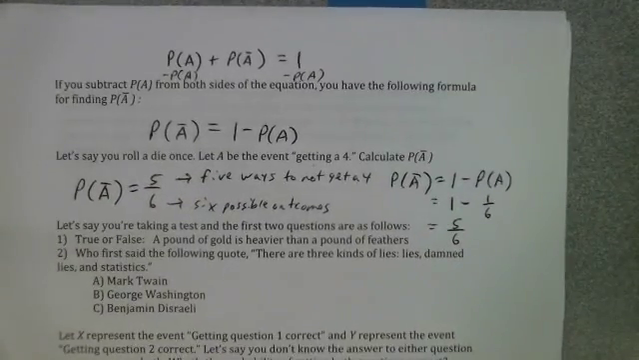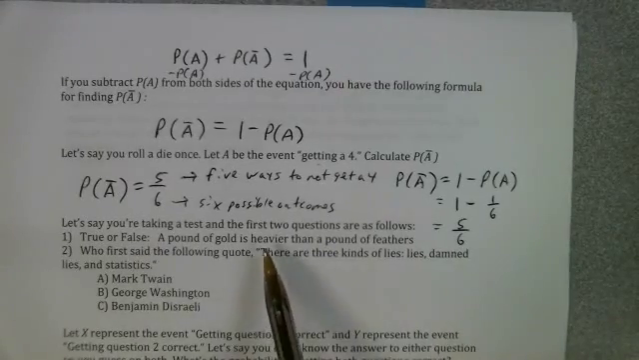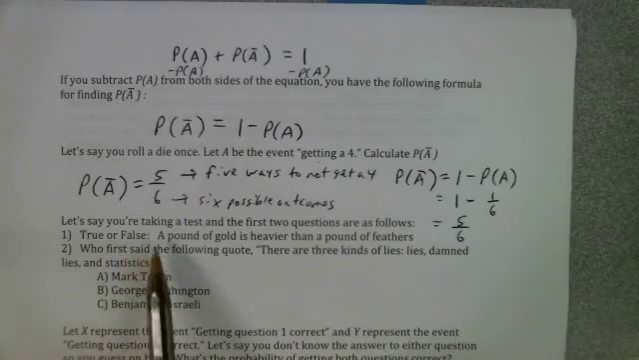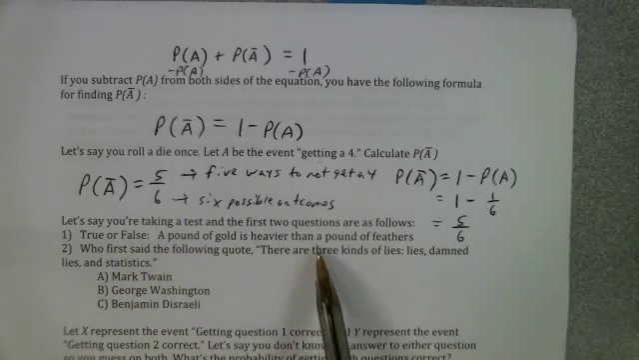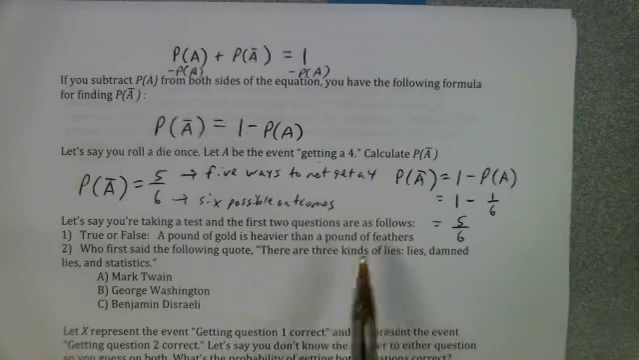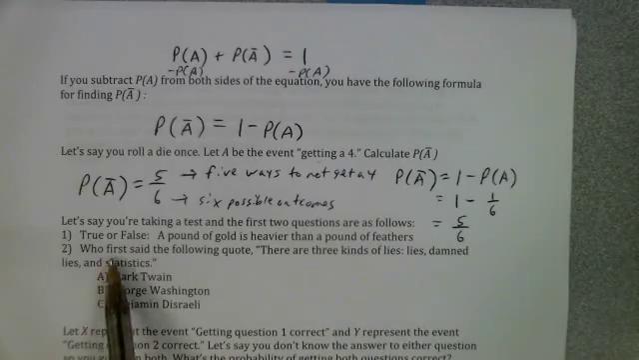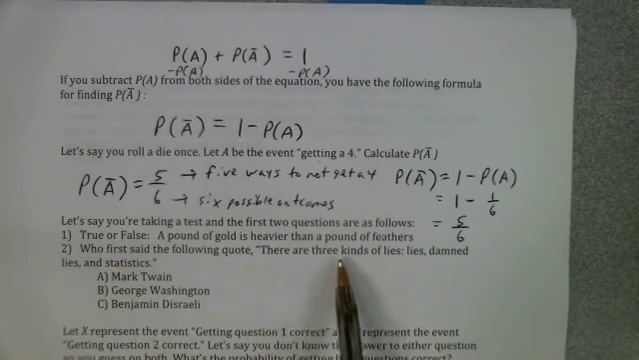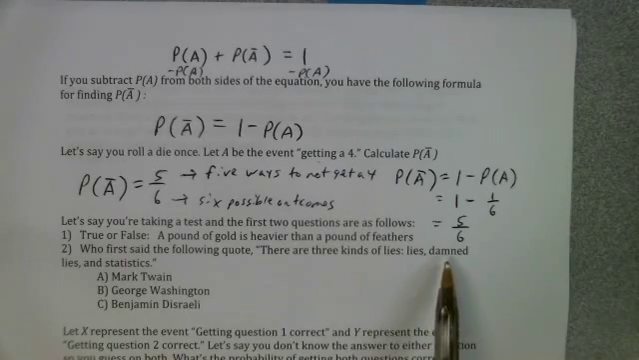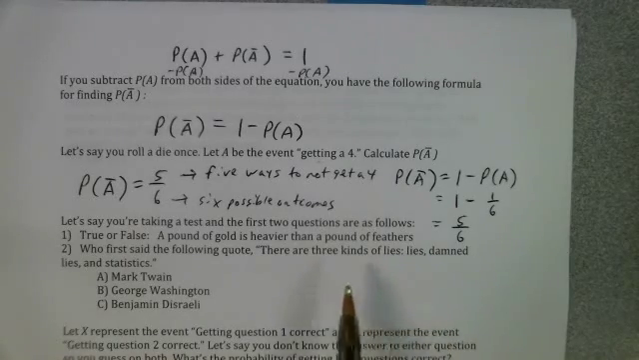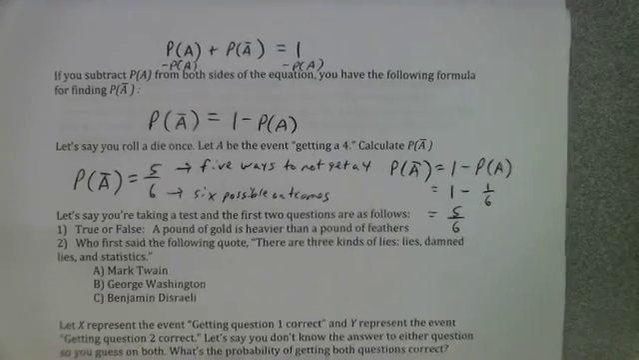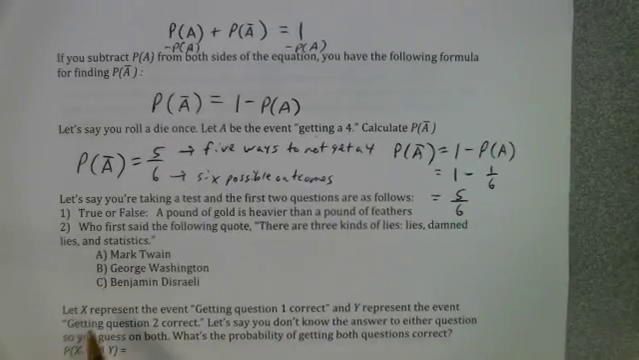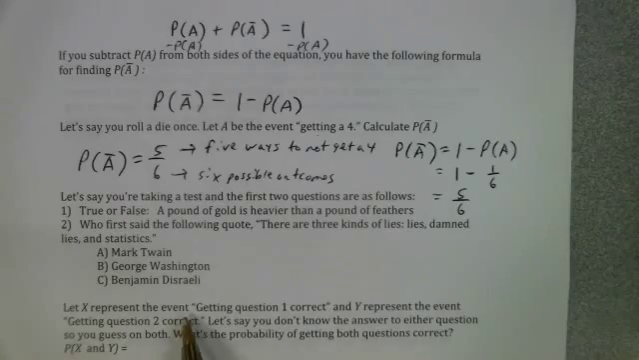All right. Now, let's say you're taking a test, and the first 2 questions are as follows. True or false? A pound of gold is heavier than a pound of feathers. Second question: who first said the following quote? There are 3 kinds of lies: lies, damned lies, and statistics. And it's multiple choice. Now, let X represent the event getting question 1 correct, and Y represent the event getting question 2 correct.